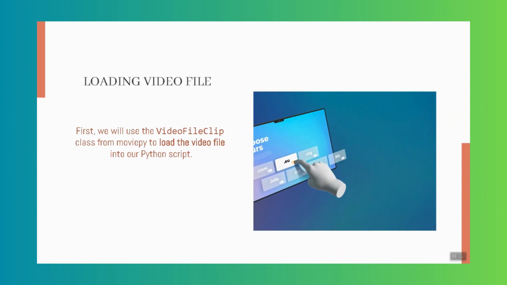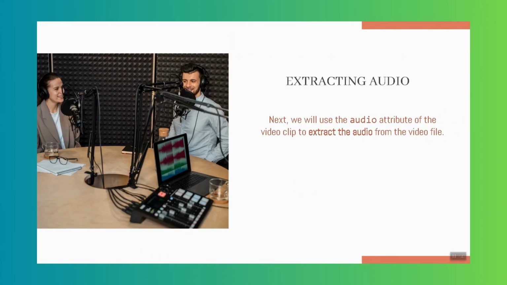Next, loading the video file. Using the VideoFileClip module from the moviepy library, we have to load the video file into our Python script. Next, extracting the audio that is available in the video. We'll be using an attribute named audio that is available in the moviepy library. It is used to extract the audio from the video file.